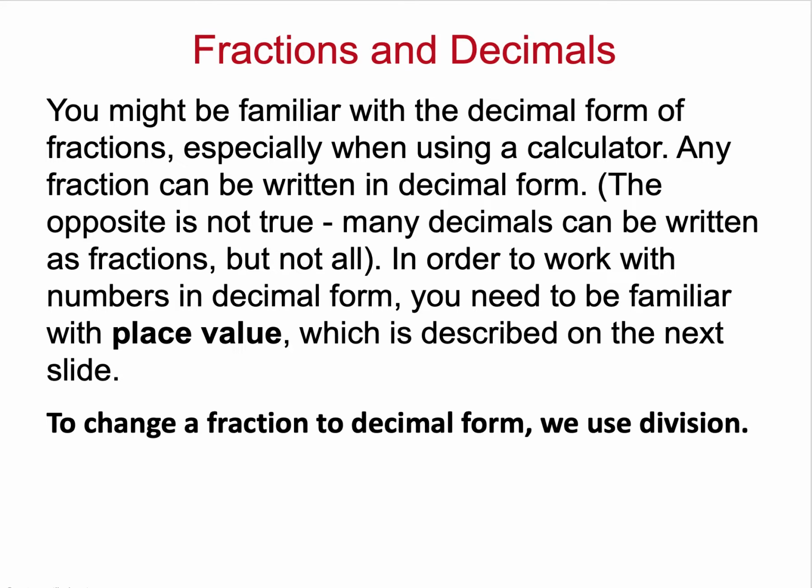You might be familiar with the decimal form of fractions because this is what our calculator tends to give us. We also understand decimals better because they're used with money, and money makes it a little bit easier for us to relate to partial amounts of pieces. So if I'm thinking about these things, place value is incredibly important. And to change from a fraction to a decimal, you would use division. So if I wanted to do 3/4 as a decimal, I would do 3 divided by 4, which is 0.75.